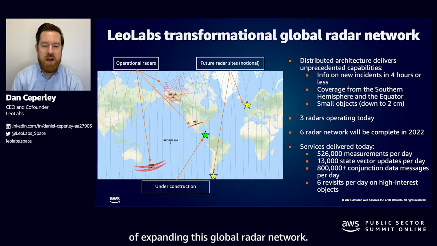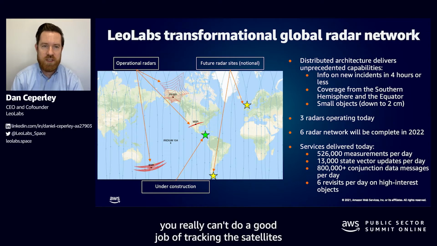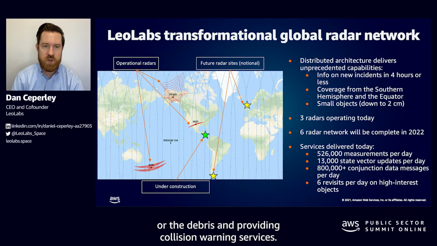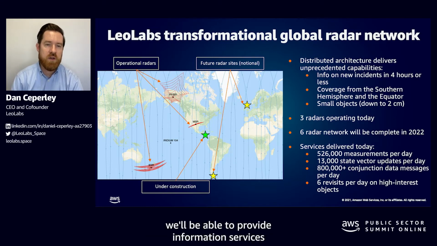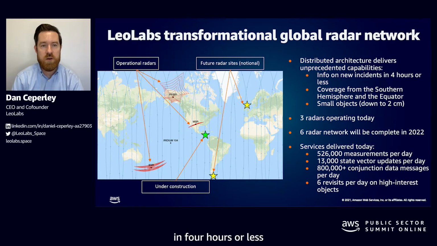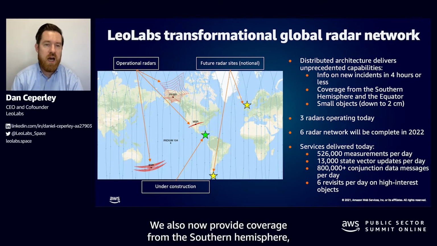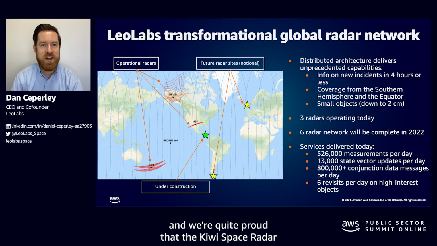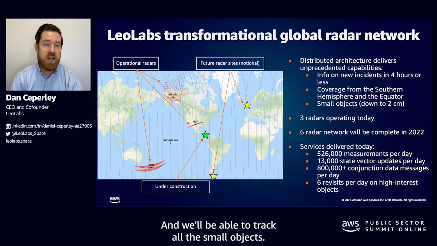So we're in the process now of expanding this global radar network. Turns out if you have only one radar, you really can't do a good job of tracking the satellites or the debris and providing collision warning services. So with a network of six radars, which is what we're building to over the course of the next year, we'll be able to provide information services in 4 hours or less on high-risk situations like conjunctions or new launches. We also now provide coverage from the Southern Hemisphere. And we're quite proud that the Kiwi Space Radar is the first radar of its type in the Southern Hemisphere. And we'll be able to track all the small objects.